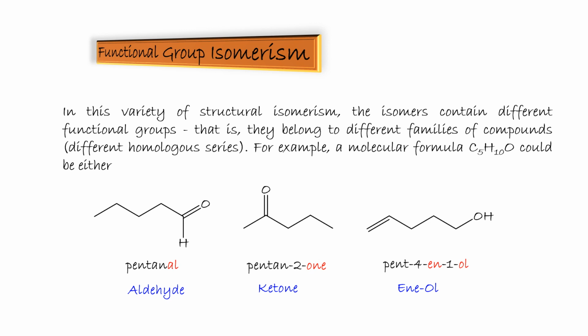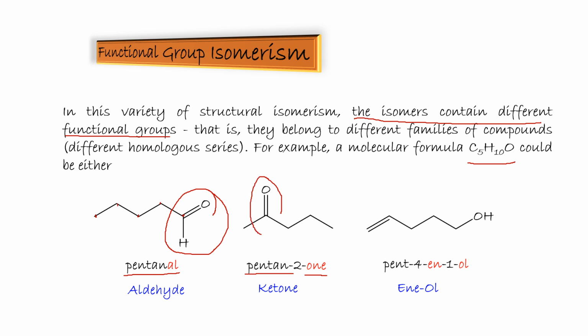Functional group isomerism. The isomers contain different functional groups. That is, they belong to different families of compounds. Here we have 1, 2, 3, 4, 5 carbons, C5H10O, but the functional group here is aldehyde. We have pentanal. Here, again, we have 5 carbons, pentan-2-one. We have ketone functionality. Here, pent-4-en-1-ol. We have an alkene and an alcohol functionality, with the same molecular formula. We call this functional group isomerism.